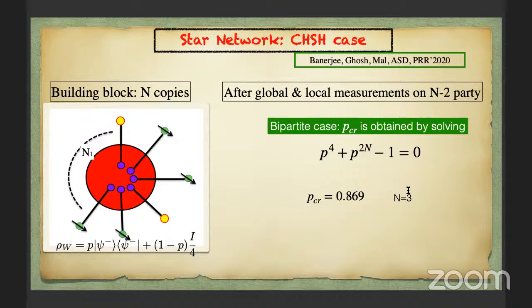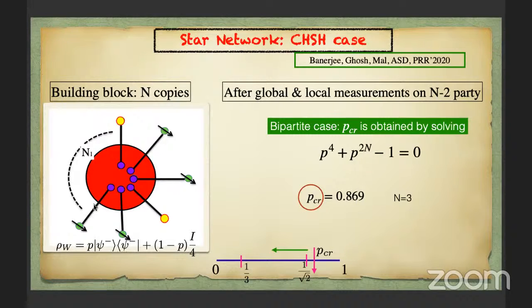For example, if n equals 3, so if we start with 3 copies, then the criticality that we get is 0.869. Criticality means that we have an initial state which we start with, and we know that this is unentangled for p less than or equal to 1/3. And as I mentioned, p greater than 1/√2 is the CHSH violating region, and we get a pre-criticality, as you see, 0.869.